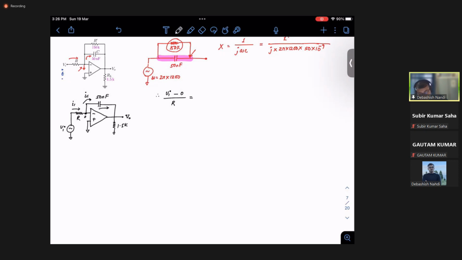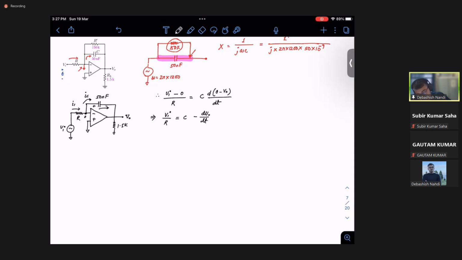This current is nothing but C d of voltage across this capacitor in this direction, that is 0 minus V naught, over dt, right? C dV/dt is the current through the capacitor. If the voltage across the capacitor is V, then it is C dV/dt, right? So your V_in over R will be C times minus dV naught/dt.